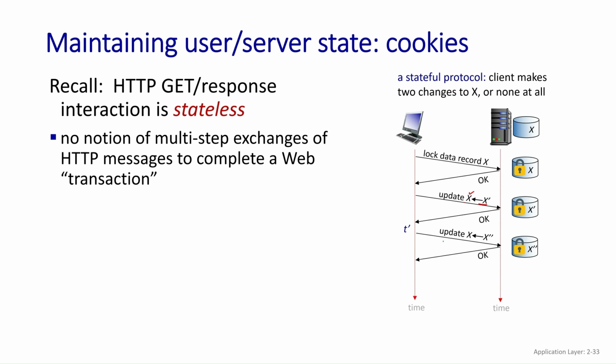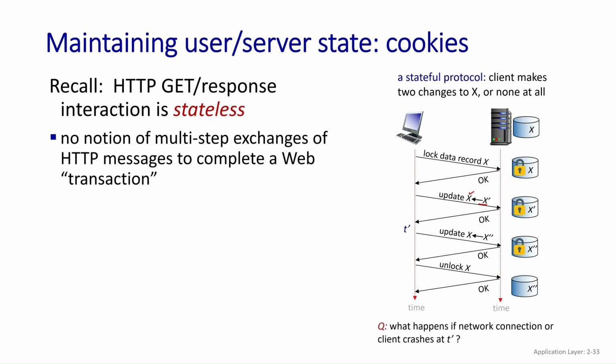And maybe the client has made another change in this file, and the new file is X prime prime, and is stored in this location, right? Okay, fine, but what if during this process a connection is disturbed, or a connection has crashed, or a machine has crashed? This will result in an inconsistent state either on the server or on the client, right? So this is the problem with a stateful protocol.